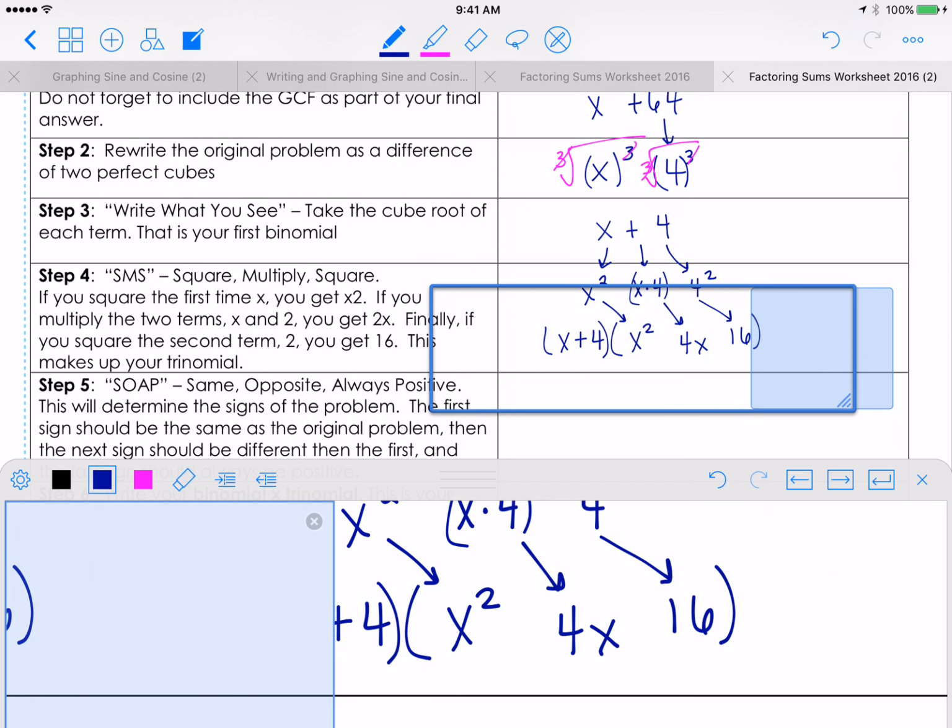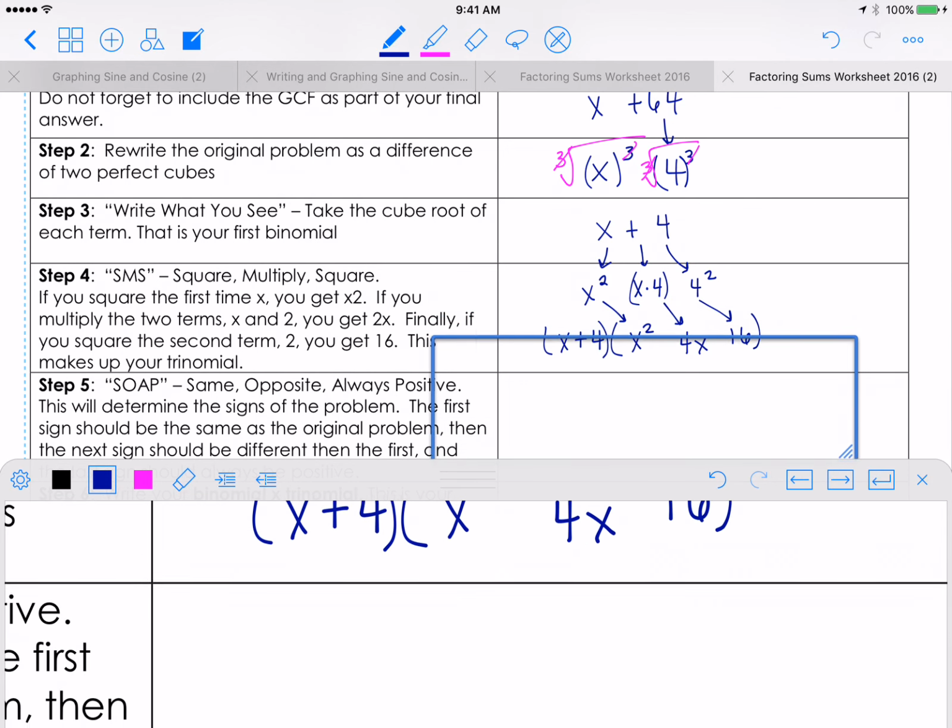So to rephrase what I just said, first term, we're going to square it. Multiply, we're going to multiply the two terms together, so 4 times x gives us 4x, and then we're going to square our second term. So 4 squared is 16.